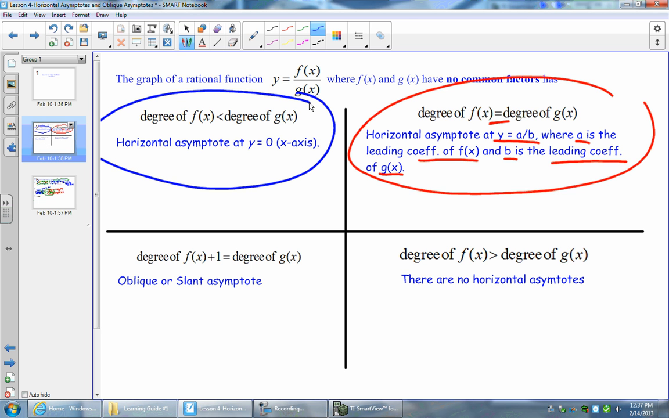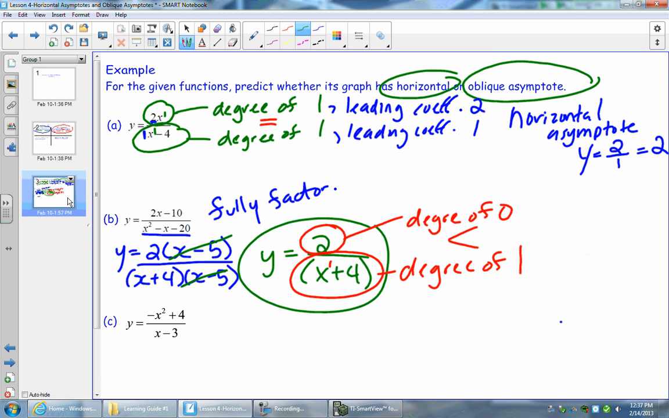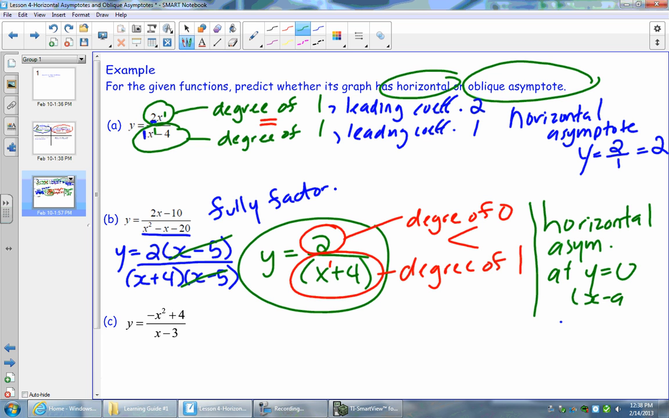The degree of f(x), the numerator, is less than the degree of the denominator. So what does that mean in terms of our asymptotes? We have a horizontal asymptote at y is equal to 0, which is the x-axis. So that's what's happening with that graph right there. We have a horizontal asymptote at y is equal to 0, which is also the x-axis.